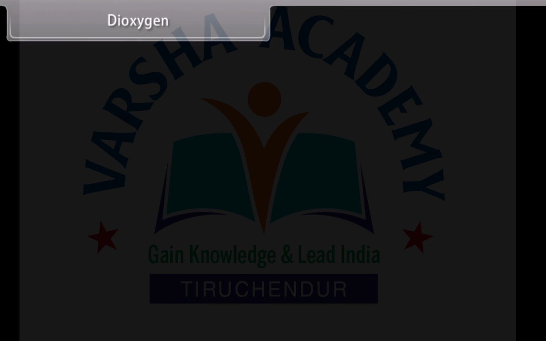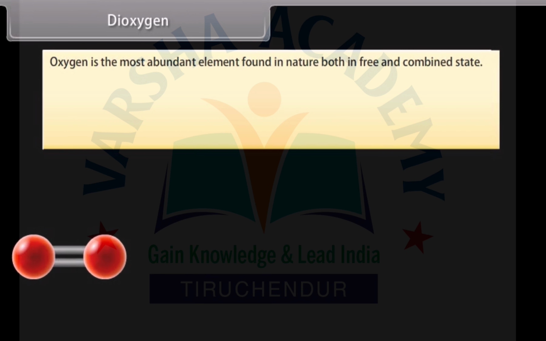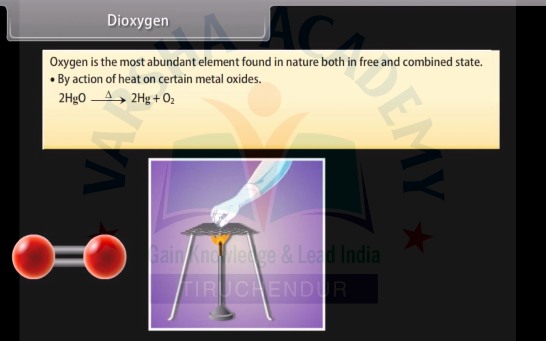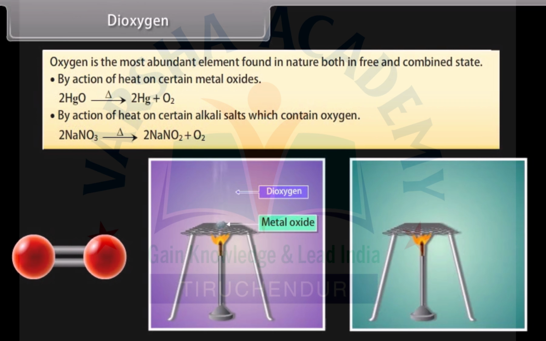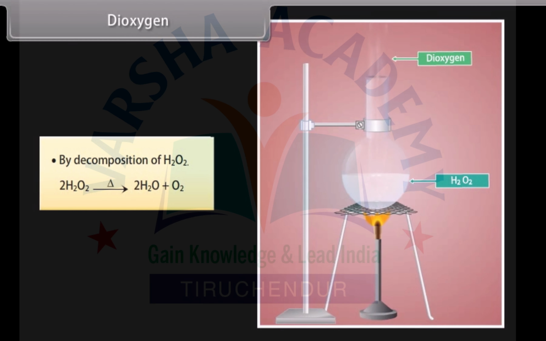Dioxygen. Oxygen is the most abundant element found in nature, both in free and combined state. Nearly all rocks, clays, and many minerals contain a high proportion of oxygen. Preparation of dioxygen can be done by the following methods: by the action of heat on certain metal oxides, by the action of heat on certain alkali salts which contain oxygen, by decomposition of H2O2.